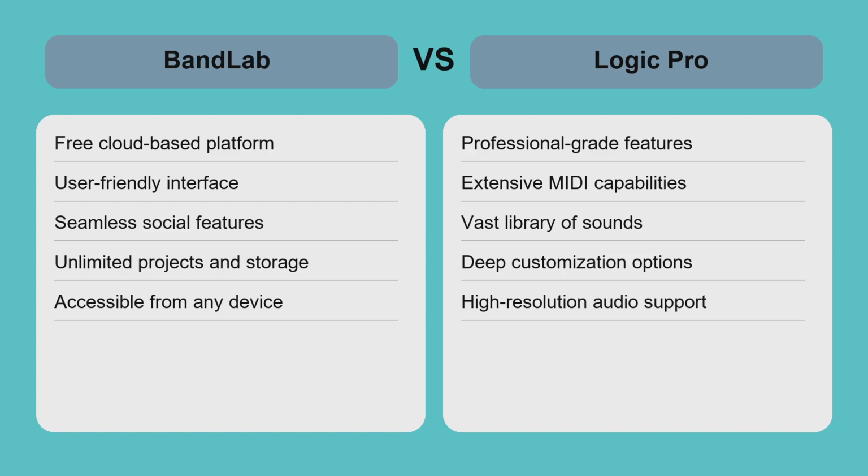For example, a bedroom producer wanting to experiment and share music easily might prefer BandLab, while a professional composer or engineer producing complex arrangements will benefit more from Logic Pro's capabilities. Choosing between them depends on your workflow, technical skills, and platform preference.